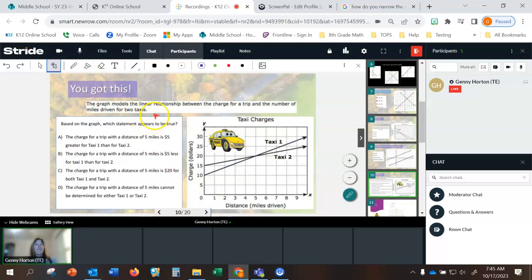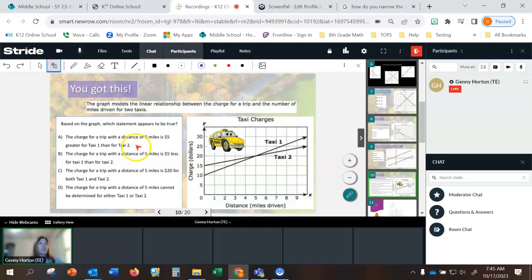All right, so the graph models the linear relationship between the charge for a trip and the number of miles driven for 2 taxis. So we have taxi 1, taxi 2. This is where they have the same cost, okay, distance versus the charge. So in 5 miles, it's $20. So that's where they're the same.